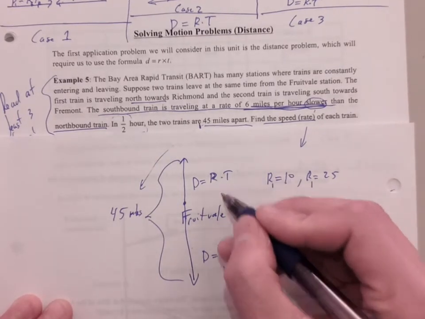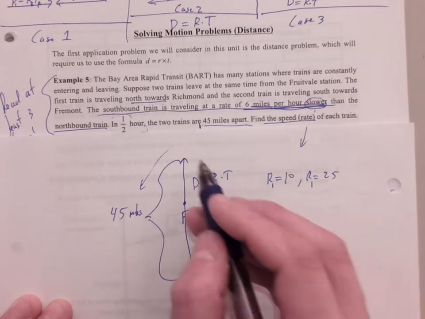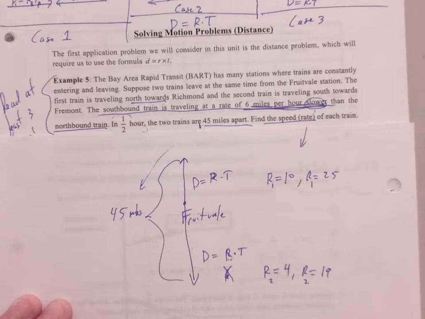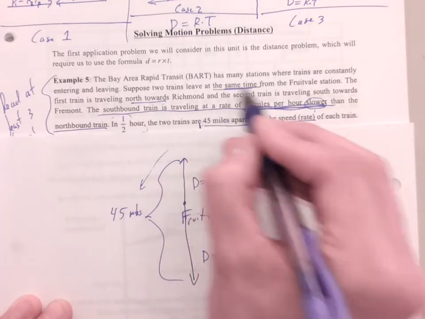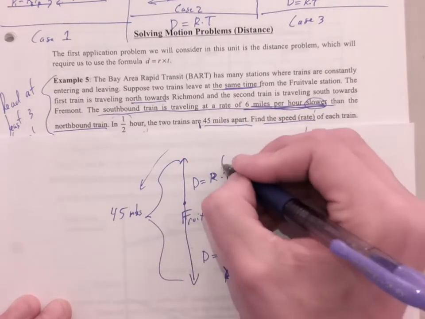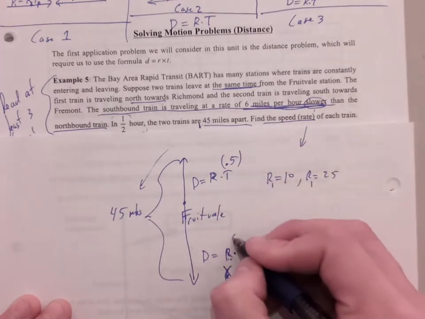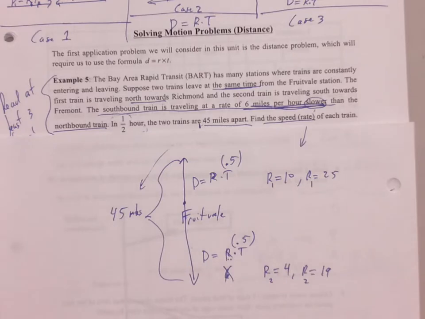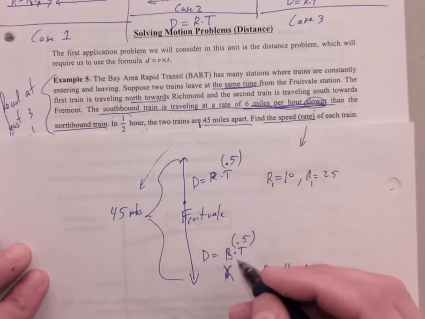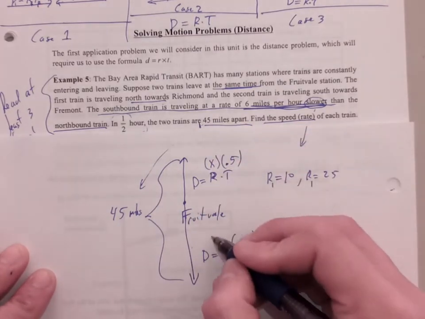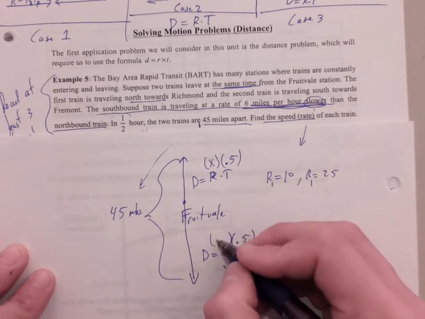Well, we know that one of them is slower than the other. And we do know the time: in half an hour. They left at the same time, so what does that mean? That means T is half an hour, or 0.5. So T is 0.5 here. We're trying to find the rate. If I call this rate X, then this rate is going to have to be 6 less than that, so it's X minus 6.